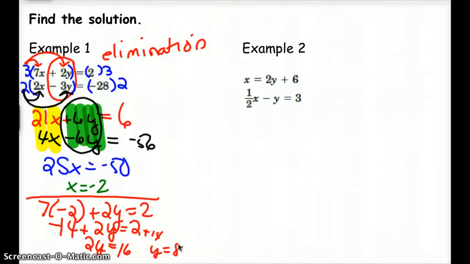So my final answer is an ordered pair. X is -2 and the y is 8. So it's an ordered pair. It's where the 2 lines are crossing.